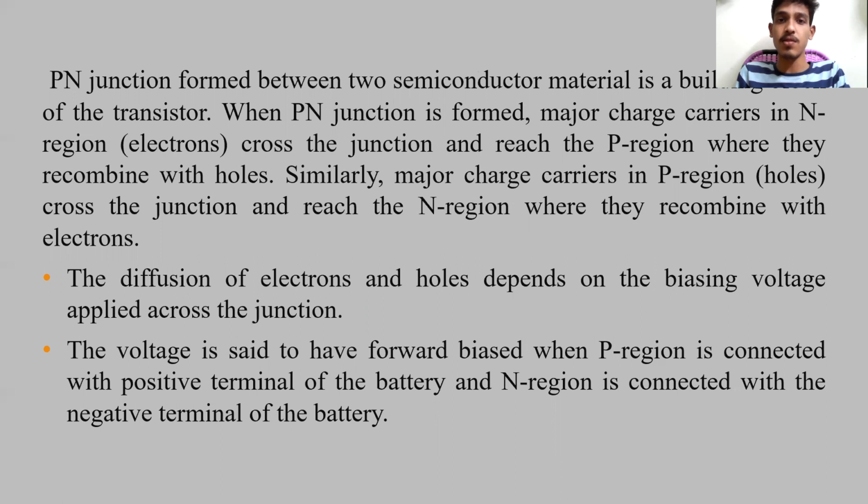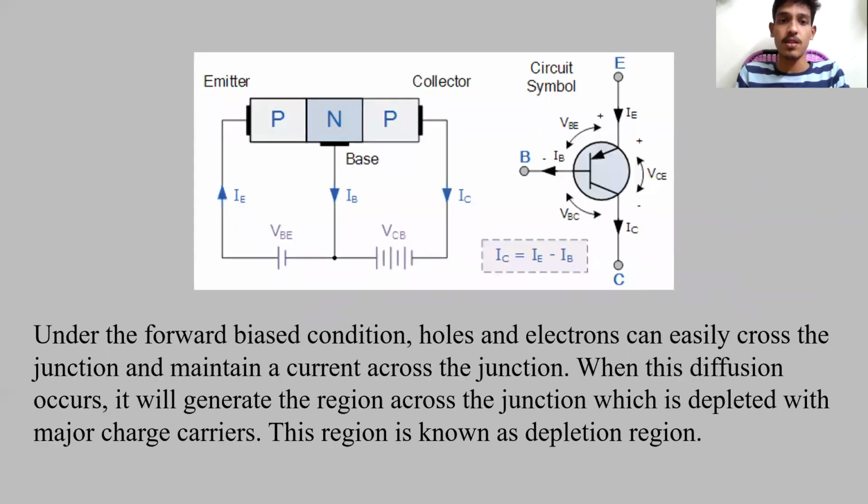The voltage is said to be forward biased when P region is connected with positive terminal of the battery and N is connected with the negative terminal of the battery. So here in this diagram we can see this P is the emitter and the second one is the collector. Here N is the base. So this is the circuit diagram. Under the forward bias condition, holes and electrons can easily cross the junction and maintain a current across the junction.